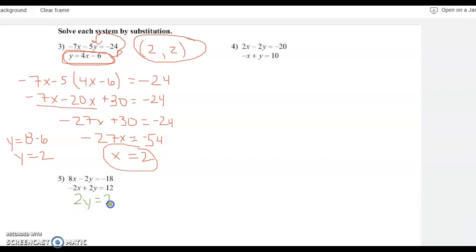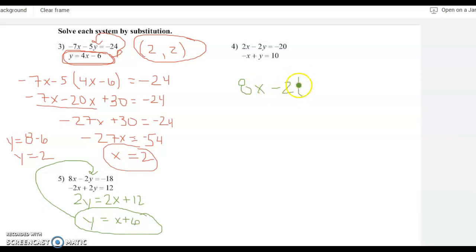So when I add the 2x over, I'd have 2x plus 12. So then when I divide by 2, I find out that y equals x plus 6. So now I know what y equals on the bottom one. So since I solved the bottom one, I'd substitute into the top one for y. So I'm going to go up here just for room's sake. So we have 8x minus 2 times, we just found out that y is x plus 6, still equal to negative 18.